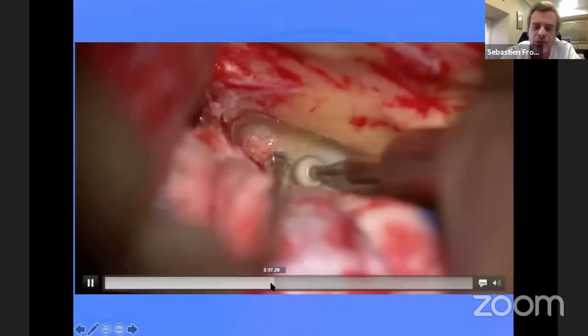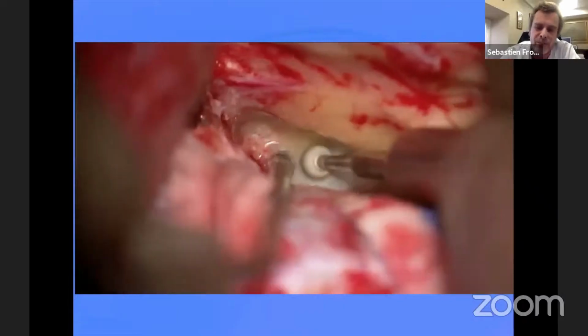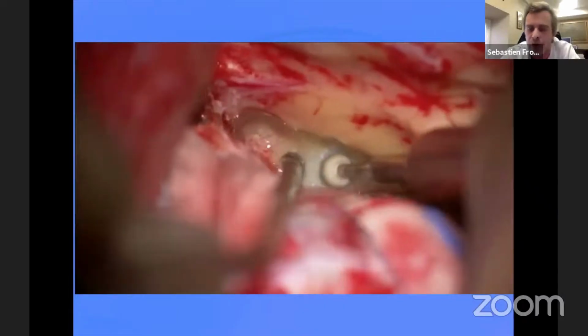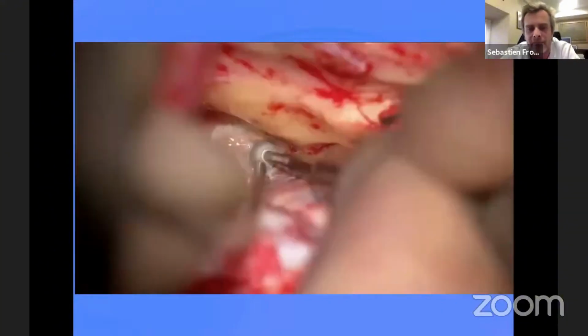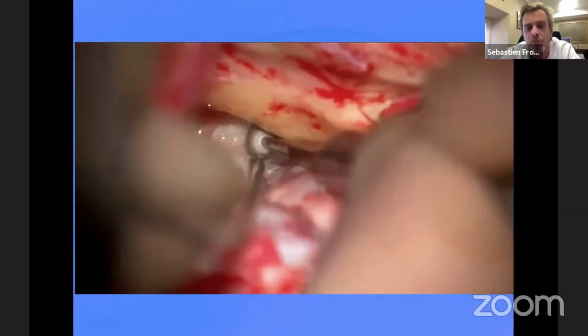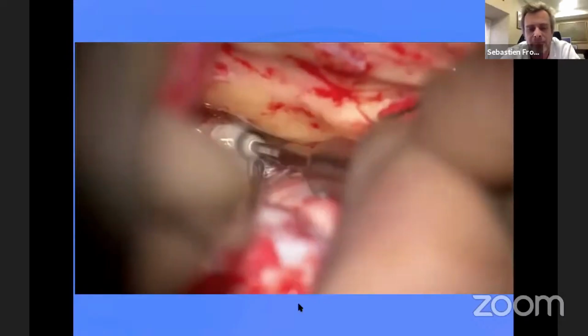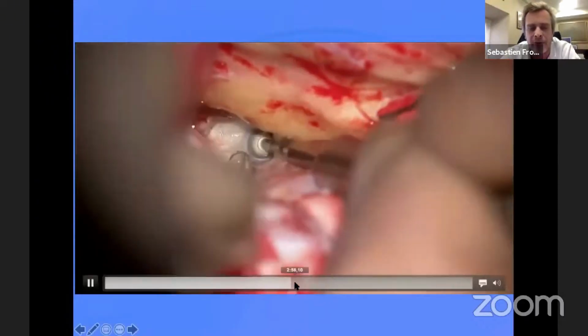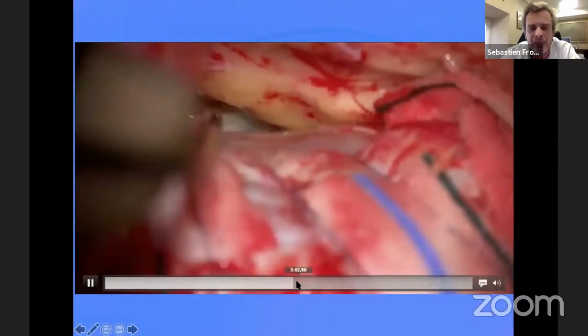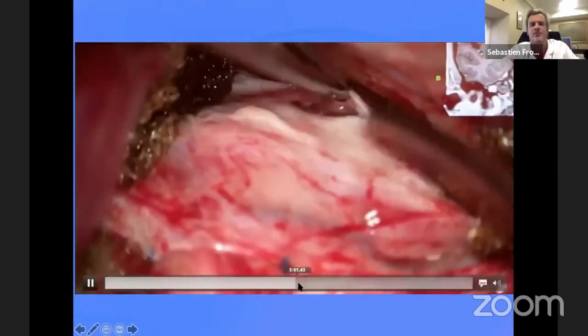Here, back to the posterior aspect of the petrous bone and drilling more posteriorly towards the anterior aspect of the internal auditory canal. This is here above the internal auditory canal towards the posterior meatal corridor. A little bit of CSF, it's always helpful.